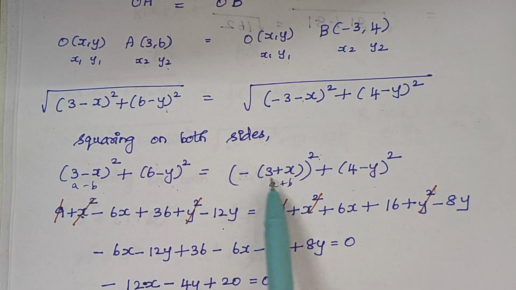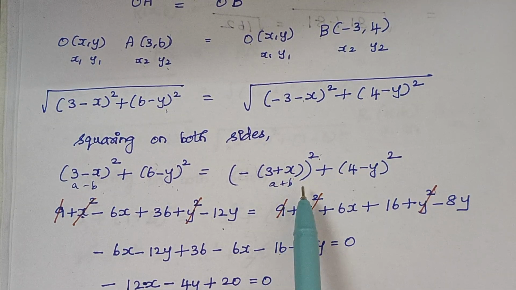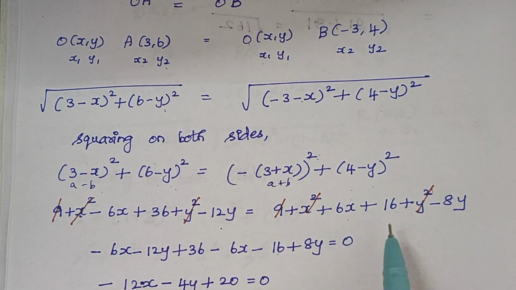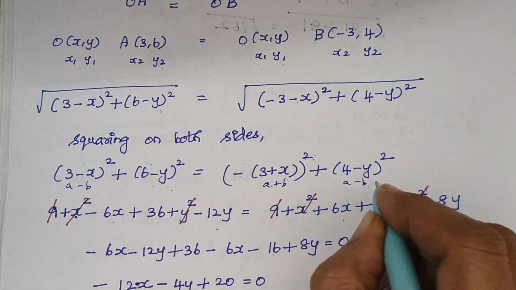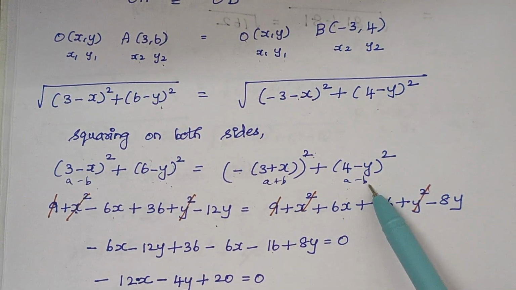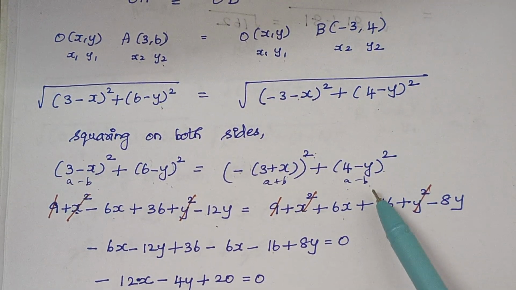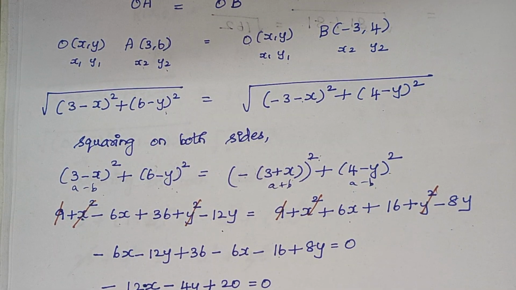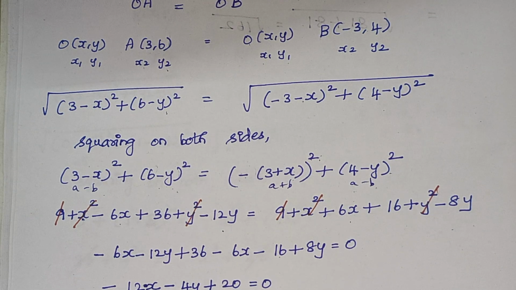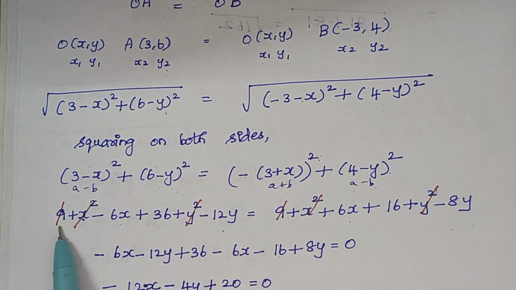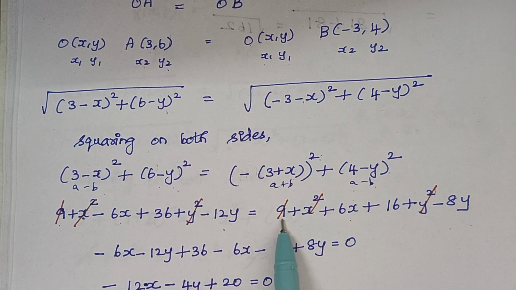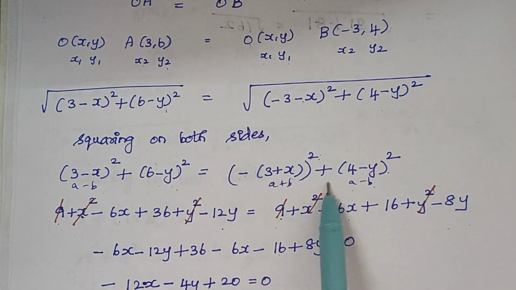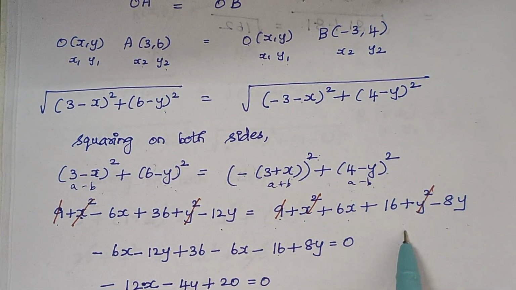So a square is 9 and b square is x square plus 2ab. So 2 into 3 into x, that gives 6x. Right, again here a minus b whole square. So a square is 16, b square is y square minus 2ab, 2 into 4 into y, which is minus 8y. Right. Now we are going to cancel out the common terms. You see here I have 9 and here also 9 with the same sign. Okay, that is most important. So I am cancelling 9. Next I am cancelling the x square, and next I am cancelling y square.